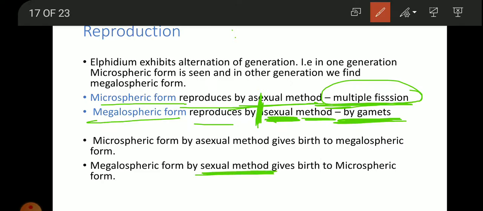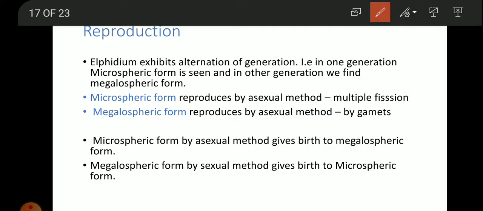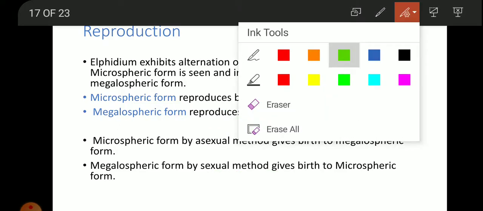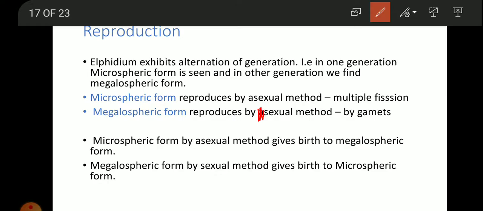See here, it was a printing mistake right over there. So my megalosporic form reproduces by the sexual method. So here you can cut it. The megalosporic form reproduces only by the sexual method, by gametes. And the microsporic form reproduces by the asexual method, that is by multiple fission. So how does multiple fission occur? We'll be seeing here.